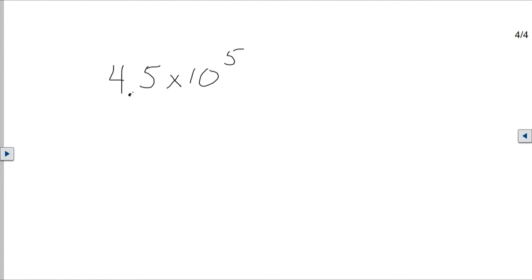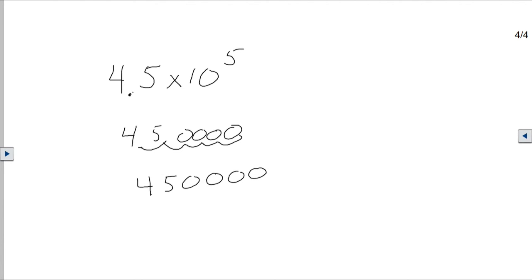So this says move your decimal point. It's positive, so right 5 places. Okay, so I move it after the 5. That's 1 place. Then I have to add 4 more zeros. 2, 3, 4, 5. And then rewrite it. Don't write your number like that. That looks messy. Okay, rewrite your number. Put your commas in the right spots. 450,000.